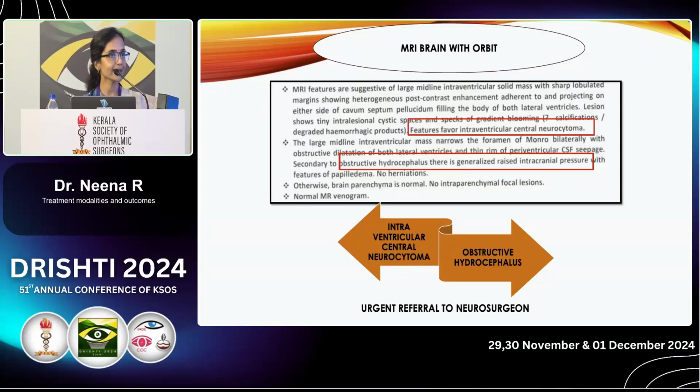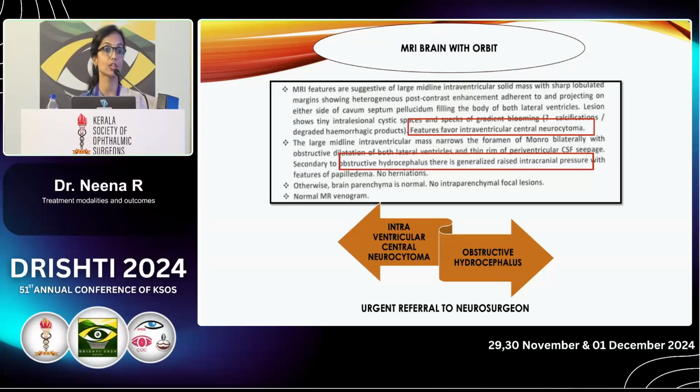So our clinical diagnosis is papilledema, which is confirmed, but there is an intraventricular central neurocytoma, which is producing obstructive hydrocephalus in this patient and raised ICT. So it is fitting into this. This is a tumor arising from the choroid plexus. It's a very slow tumor. It grows, compresses, and when the patient has developed an obstructive hydrocephalus, he has come to us. So it's an urgent condition, and we referred the patient to the neurosurgeon.